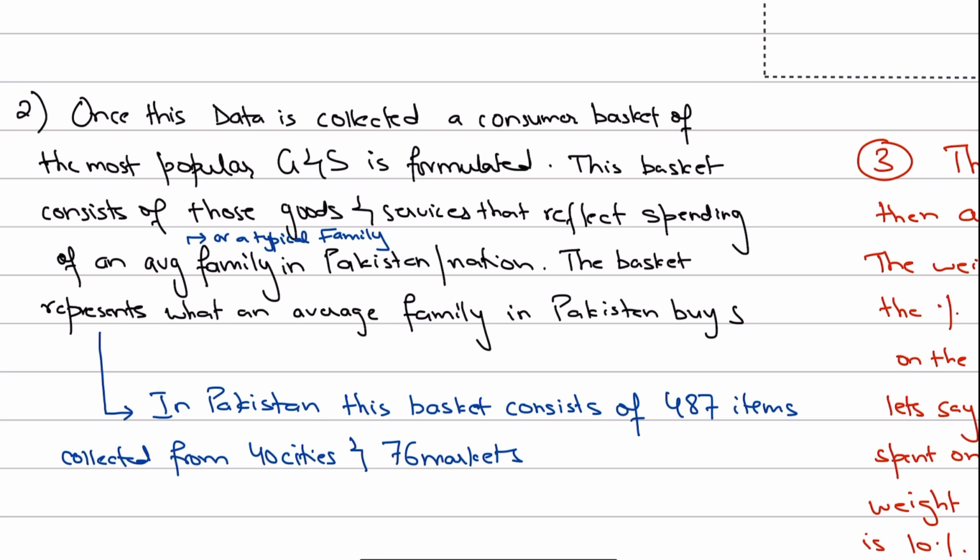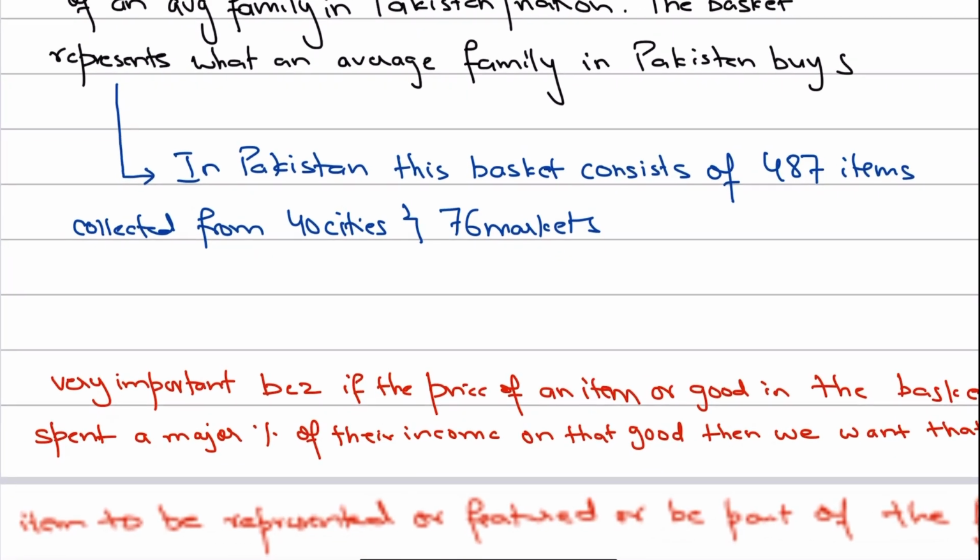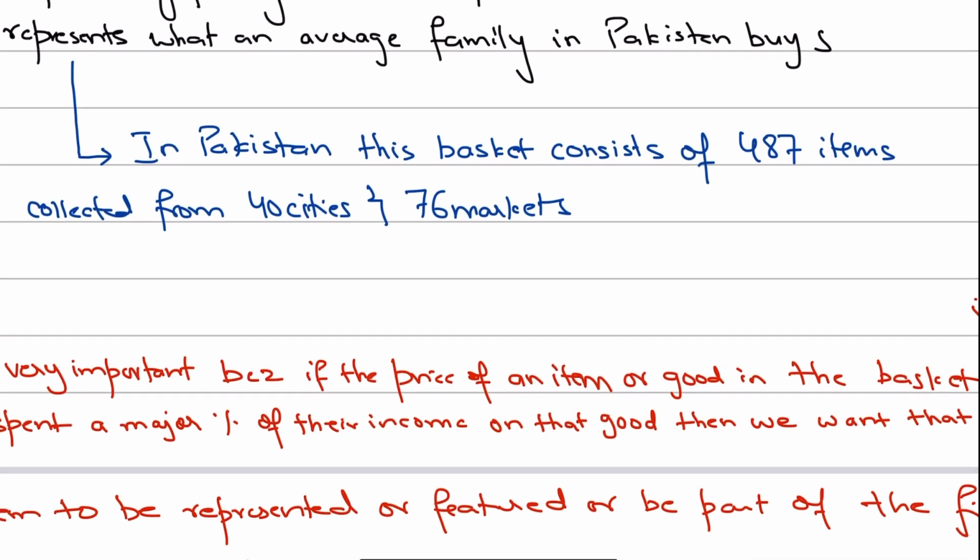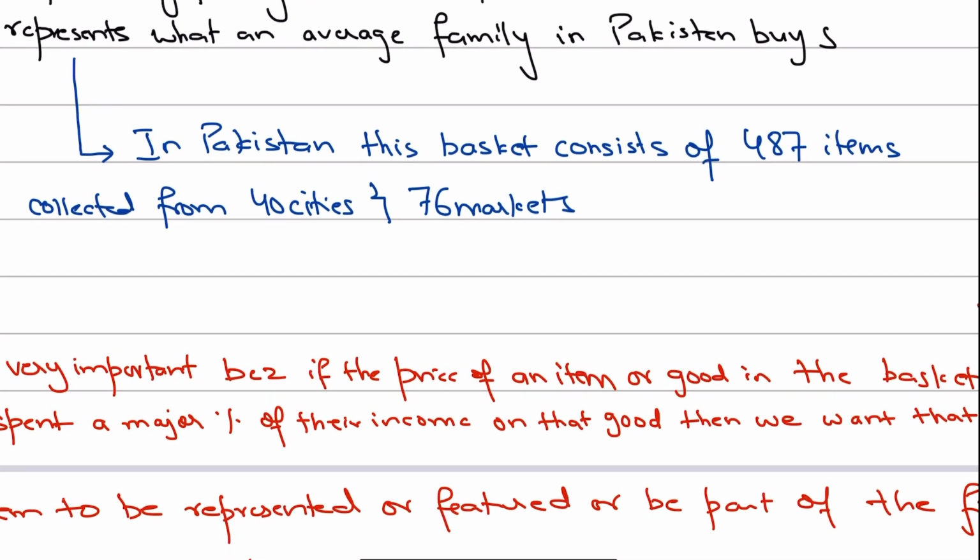So the basket will represent what an average family in Pakistan will basically buy. Now guys, remember, this is additional knowledge. I would mention that if this question came, according to the Pakistan Bureau of Statistics and also according to the State Bank of Pakistan website, in Pakistan this basket basically consists of 487 items.